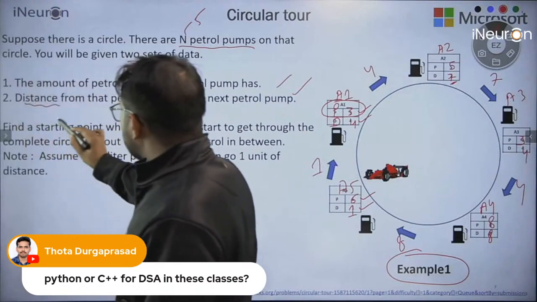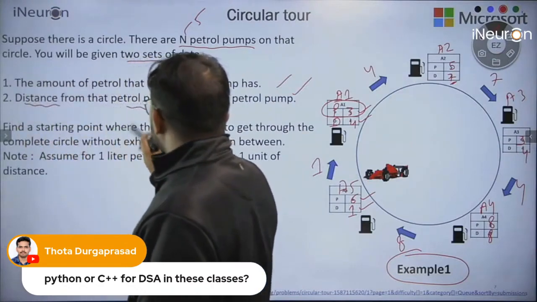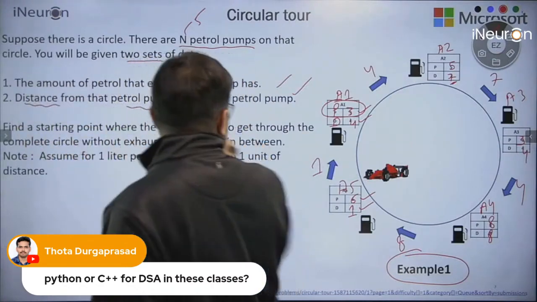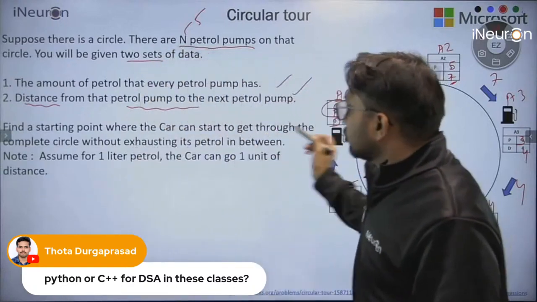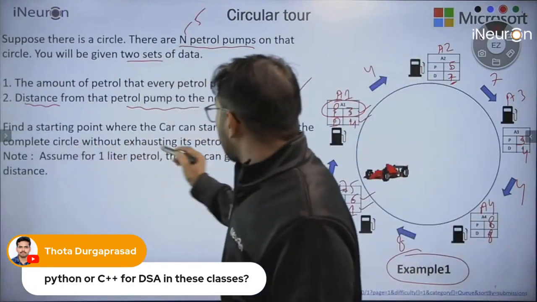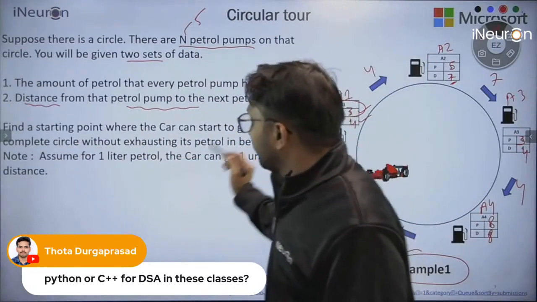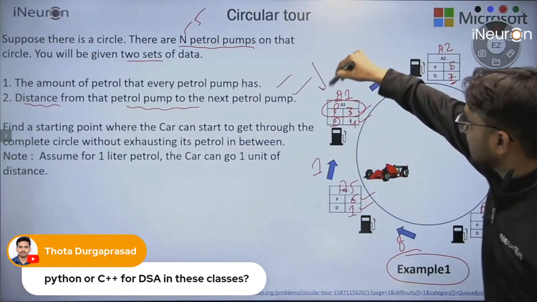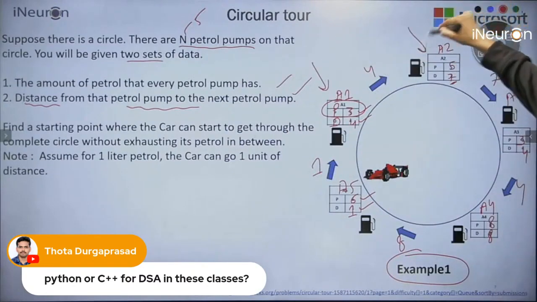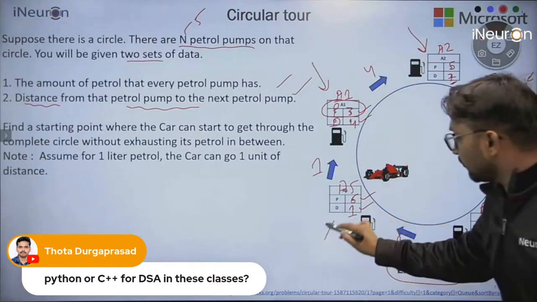Find a starting point where the car can start to get through the complete circle without exhausting its petrol in between. So we need to find a starting point. The starting point can be this petrol pump, A2, A3, I don't know. We need to find the one starting point.